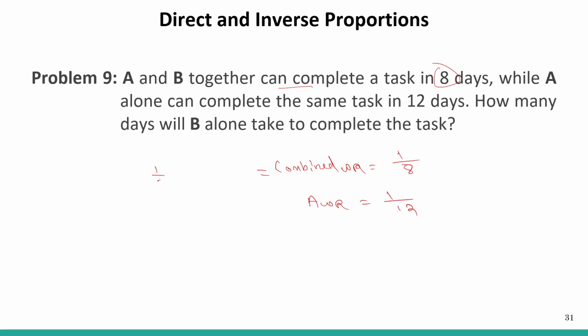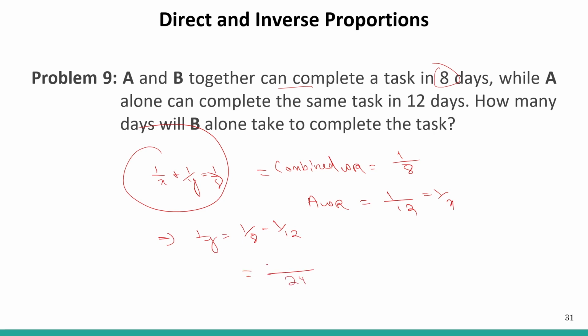We all know the combined work rate formula is 1 by x plus 1 by y, which is equal to 1 by 8. So we have an unknown here, that is 1 by y. 1 by y is equal to 1 by 8 minus 1 by 12. That is equal to, so this will be 24, 3 minus 2, which is 1 by 24. So this implies that y is equal to 24. So y is the amount of time that B will take to complete the task. So it will be 24 days.